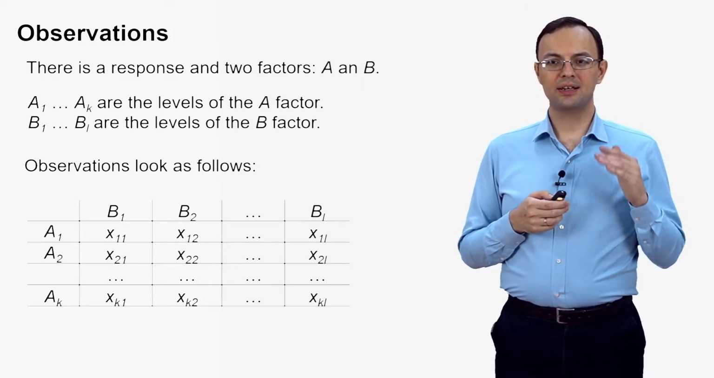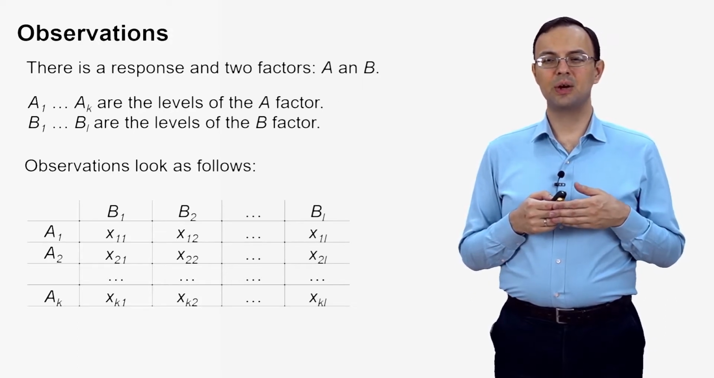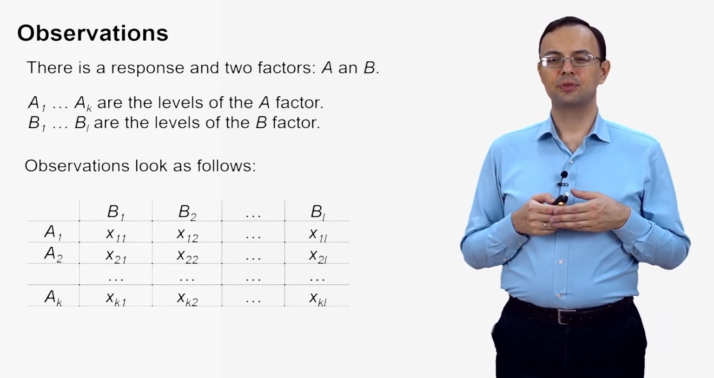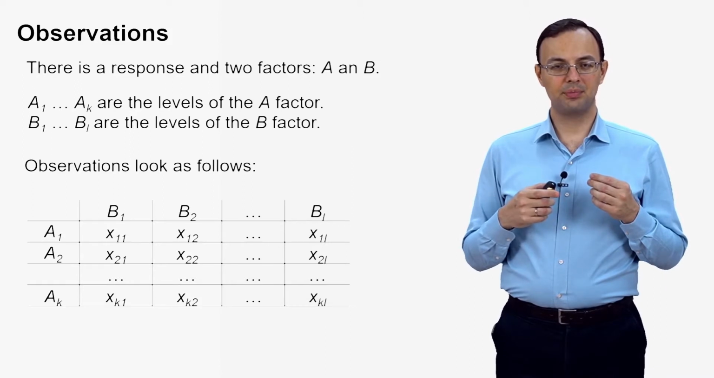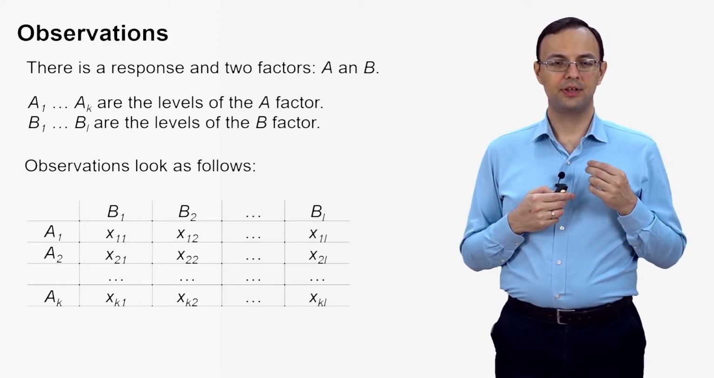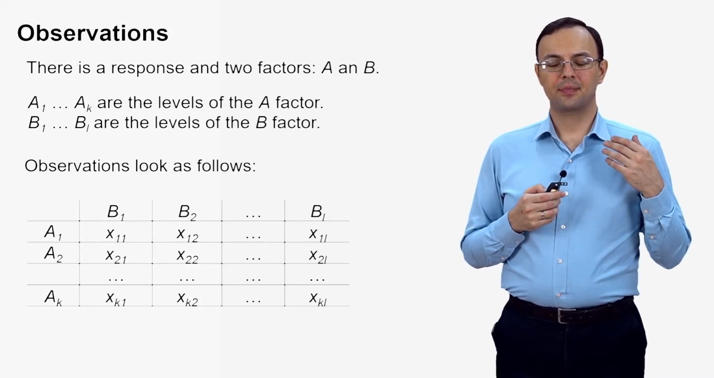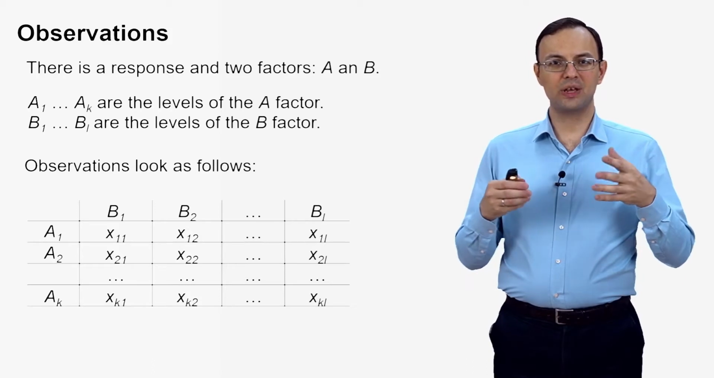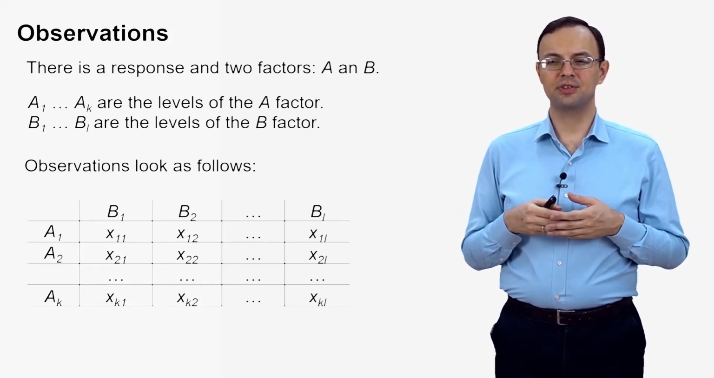And so A1, A2, AK are the levels of the A factor, and B1, B2, BL are levels of the B factor. And for each combination, Ai, Bj, we have the response value. In practice, we can also present our observations in the form of a table, similar to the table we have already seen.